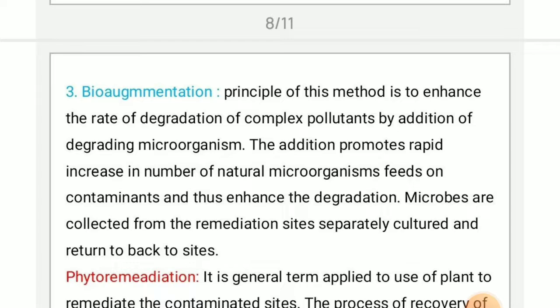If the pollutant is in a complex form, it is degraded due to microbial activity with the help of that microorganism. The additions promote the rapid increase in the number of natural microorganisms that feed on the contaminants, and thus enhance the degradation. It means that the content of those complex pollutants may become the food of that microorganism. The microbes are collected from the remediation site, separately cultured and returned back to the site.